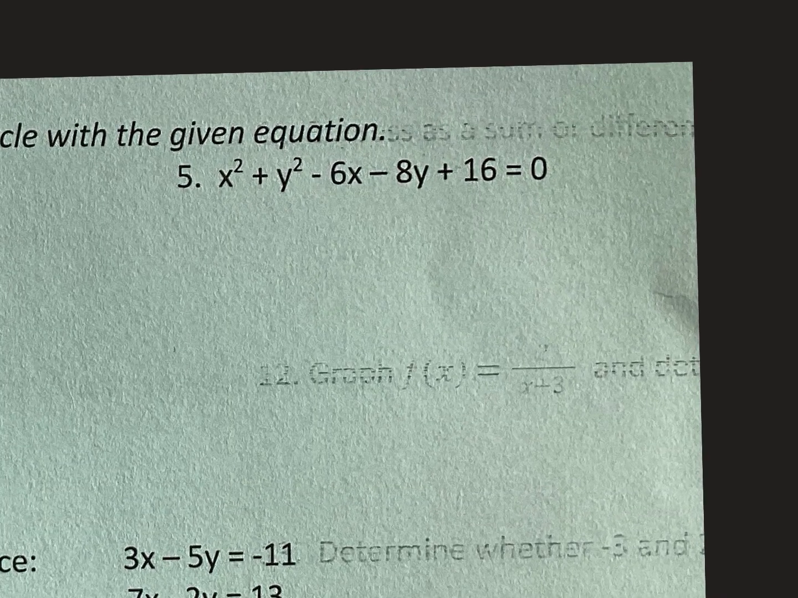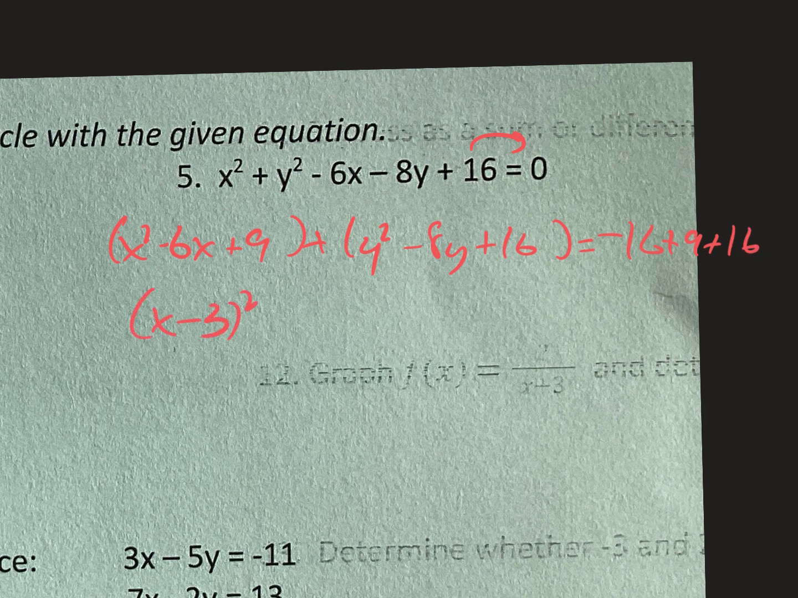Number 5, same kind of problem. Let's see here. So I got x squared minus 6x, leave space. Y squared minus 8y, leave space. Move the 16 over, should have done that first. Complete the square. Half of 6 is 3, 3 squared is 9, half of 8 is 4, 4 squared is 16. Add 9 and 16 to both sides. Remember the half is what goes inside your parentheses, like the half of -8 was -4, that goes inside there. Right hand side I got 9, so my center is 3, 4, and my radius is 3.